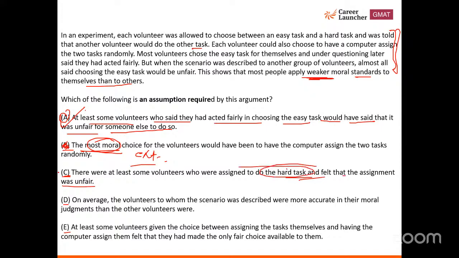Hard task, irrelevant. The argument is only concerned with people who've gone for the easy task. More accurate in their moral judgment, it's irrelevant, guys. We're not talking about how accurate people are. It's about how their perception changes, right? Some volunteers believing that they've made the only fair choice is absolutely irrelevant, guys. It's not about whether they believe they have made the fair choice or not. Rather, it's about whether their perception will change or not. Are we clear here, everyone?